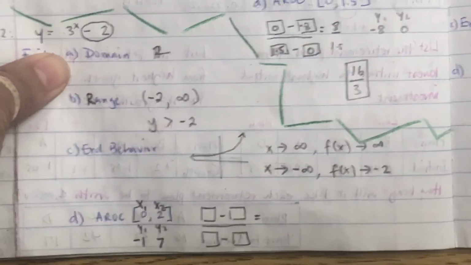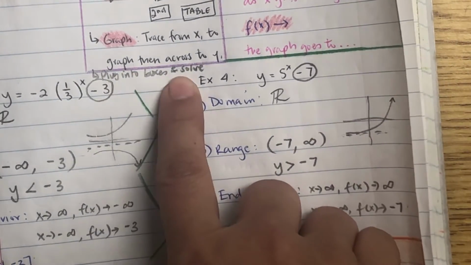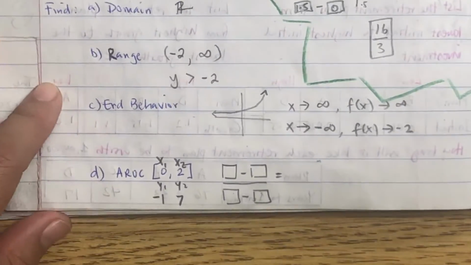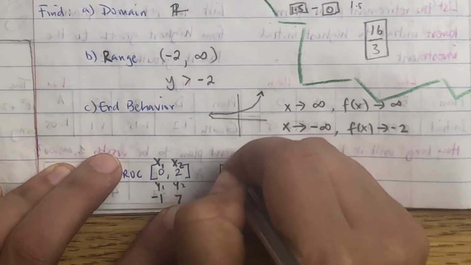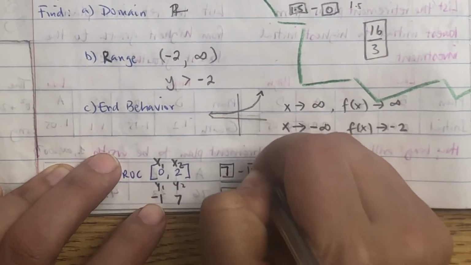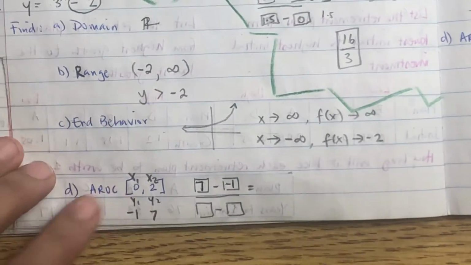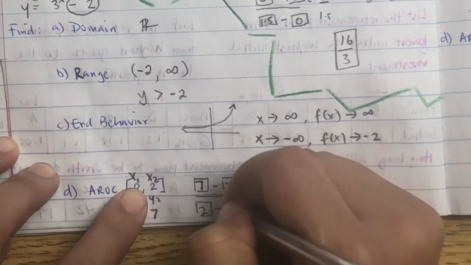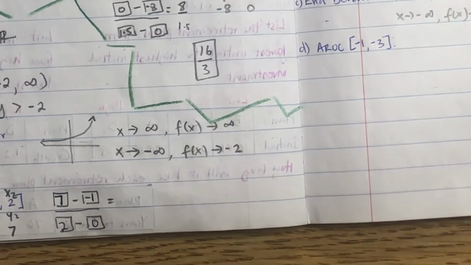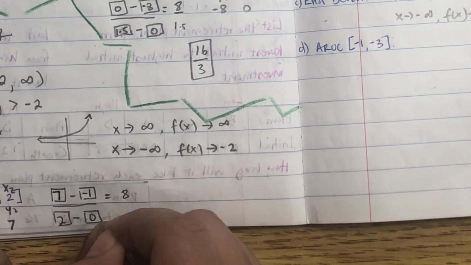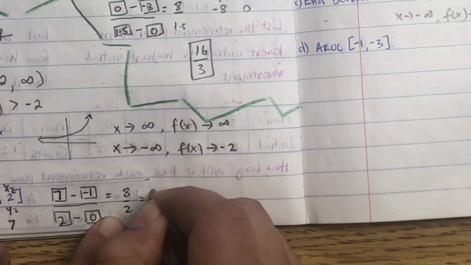All right, so now I have that. Once you do that, you're plugging into the boxes and solving. Remember, it's y2, then y1. So y2 is 7. y1 is -1. And on the bottom, it's x2, then x1. x2 is 2. x1 is 0. Then you're solving. You're literally punching that into the calculator, but I'm doing it by hand. 7 minus -1 is 8. 2 minus 0 is 2. 8 divided by 2 is 4.